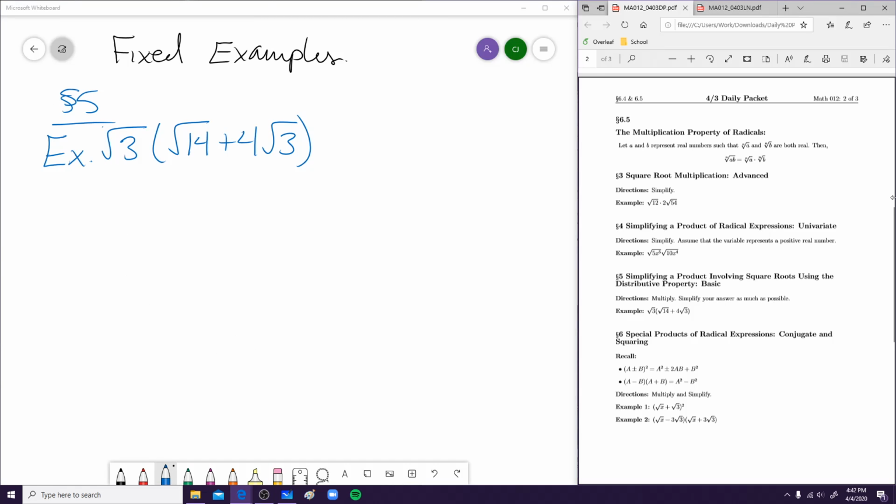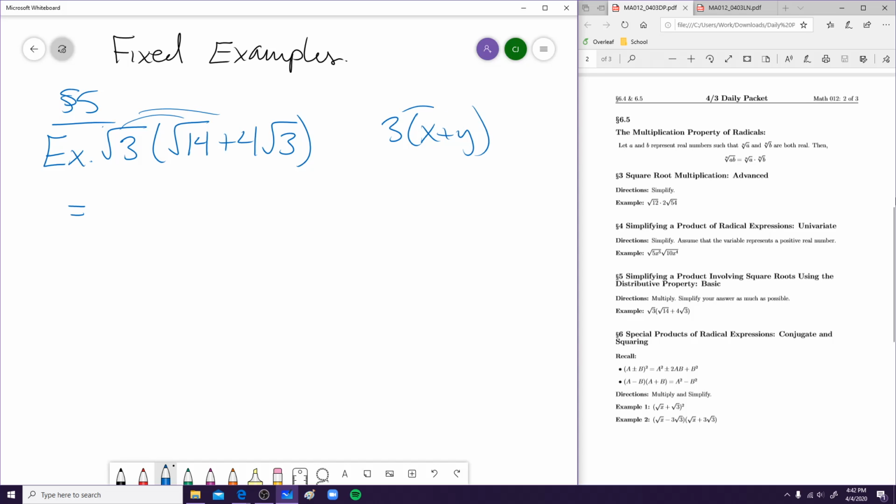Alrighty, now to section 5. For section 5, we want to multiply this, right? So let's go ahead and do that. When we have this, we're going to distribute. It's the exact same as if we had 3 times x plus y. We're going to distribute the 3 to both terms, right? So when I multiply the square root of 3 by the square root of 14, I get the square root of 3 times the square root of 14.